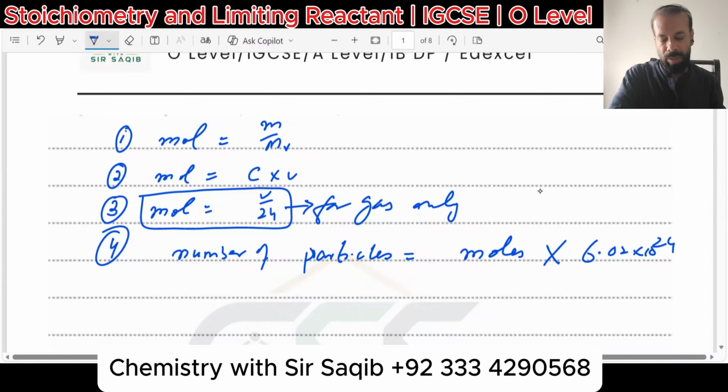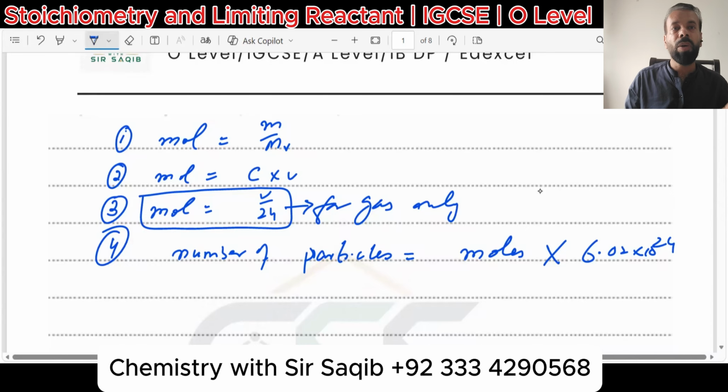Four formulas which you can use in your calculation. Number one, mole is equal to mass over Mr. If mass is given, you will use this formula. If a solution is given, C and V are given, then you will use the second formula, and for only gas you will use the third one.